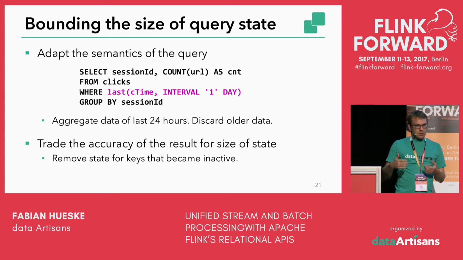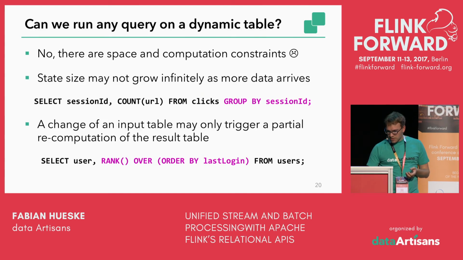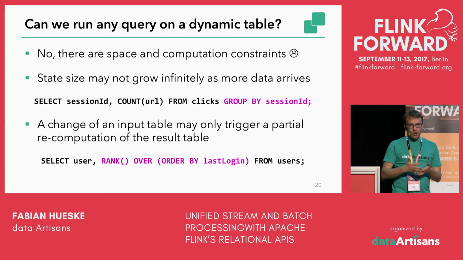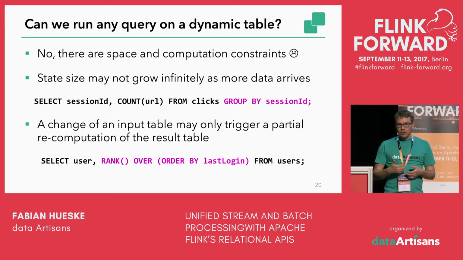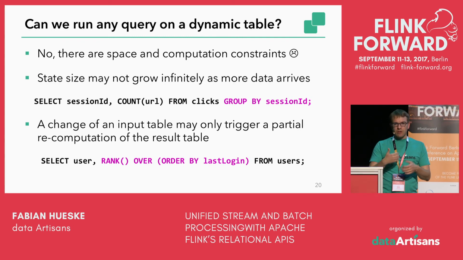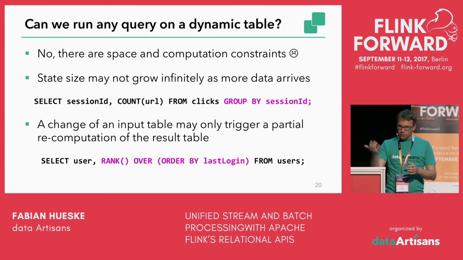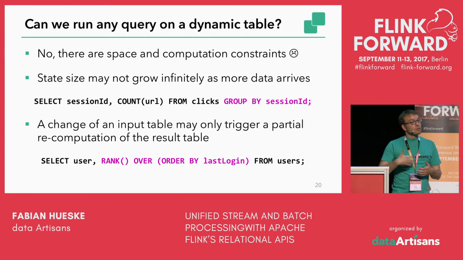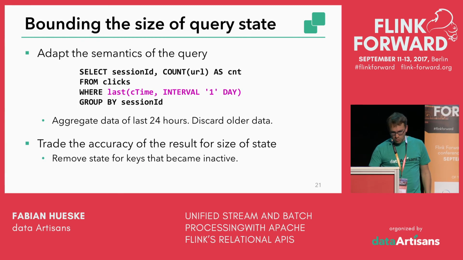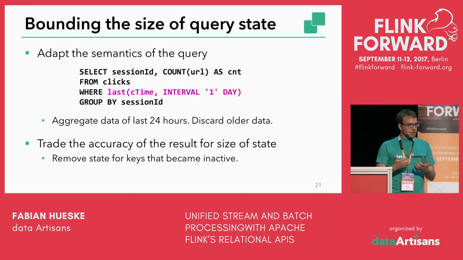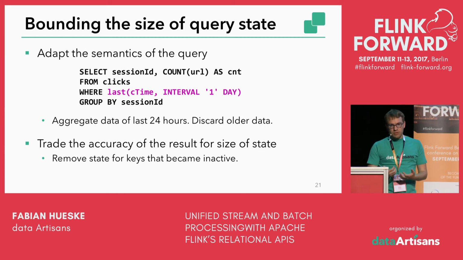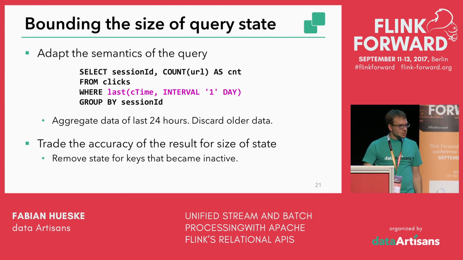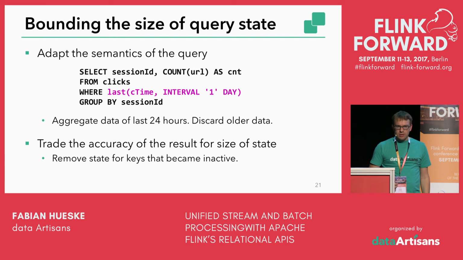The other one is to trade accuracy of the result for the size of the state. If you look at this example here for the session ID, if you know that a session will be terminated anyway after 24 hours, you can automatically remove the state for sessions that have been invalid for 24 hours, and just go on, because you know there will never be an update for this row again. This is something that the query engine by itself does not know, but you as a user know the semantics of this stream and can give a hint to the system to be able to execute this query more efficiently.